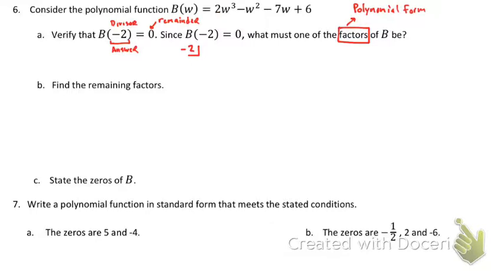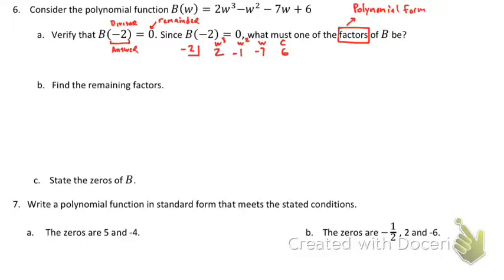We have a power of 3. So w to the third power, it's the number in front of that: 2. W to the second power is actually, what's the number in front of that? It's negative 1. Then we need w to the first power, which we do have. It's negative 7. And then we need the constant, which is 6. Okay?